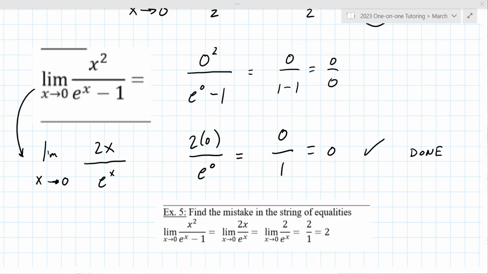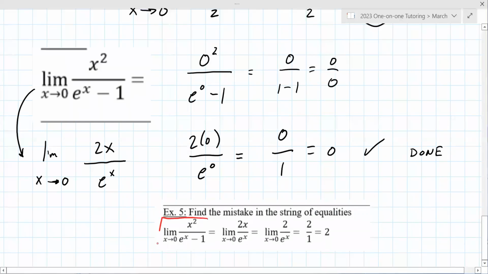Okay. So find the mistake. What does it mean by the string of equalities? Each piece is supposed to be equivalent. So you want to show where the break in the link is. And these are okay. This is okay. This is the bad one right here.